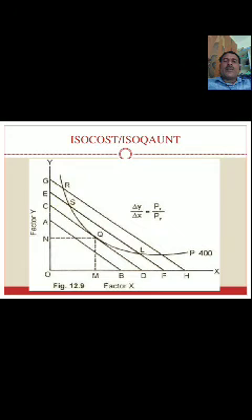The IQ line, the isoquant or iso-product line, is tangent to the CD isocost line at the point Q. Here the producer gets the equilibrium. At the point Q, the producer gets equilibrium. Why?